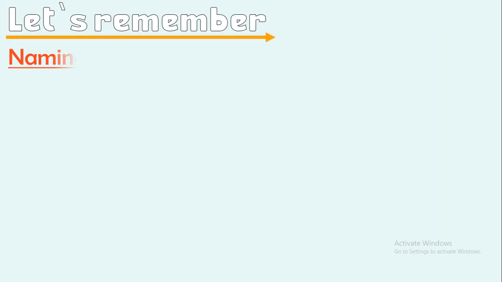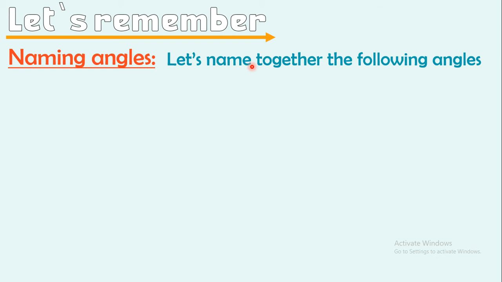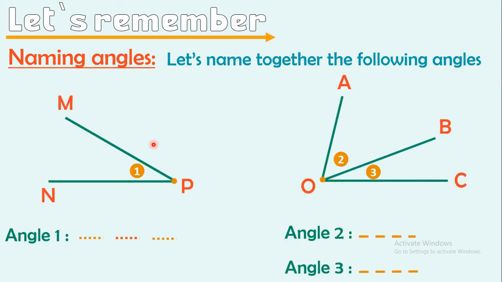Let's remember naming angles. Let's name together the following angles. Notice here we have three angles: angle 1, angle 2 and angle 3. Let's start naming angle 1. But first, let's remember from previous information what a vertex is. The vertex is the point where the two sides, or the two arms, of the angle meet. So this is the vertex, and the vertex here is named P.